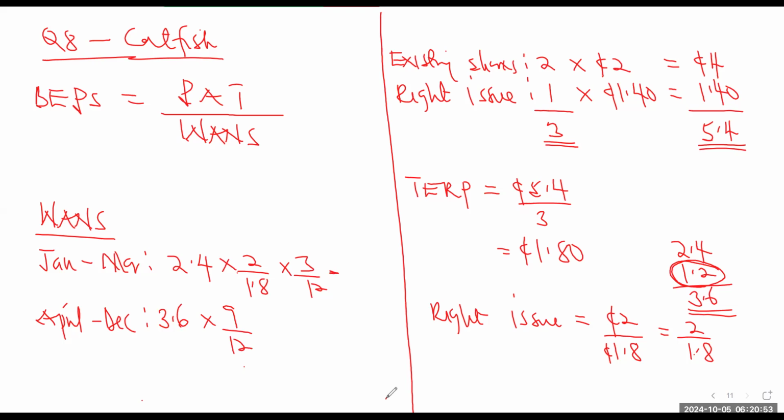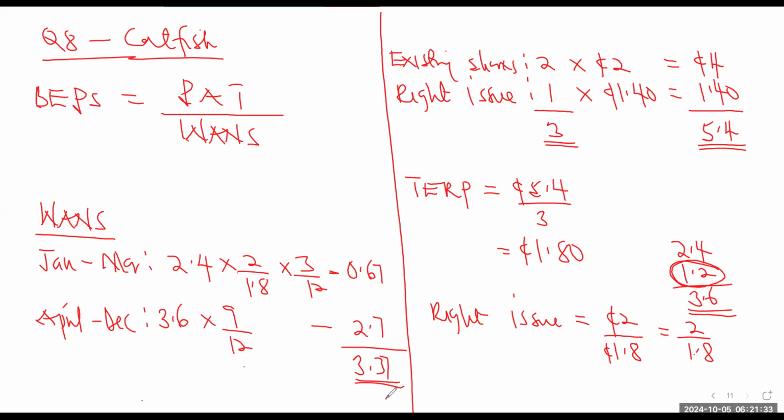So 3.6 multiplied by 9 over 12. I'm having 2.7 for this one. The first one is what? 0.6, okay, 0.67. So 0.67. What is the total? 3.37. Okay, 3.37. So that is one way.